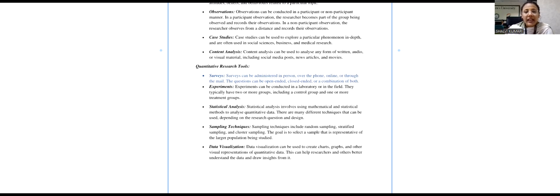Case studies can be used to explore a particular phenomenon in depth and are often used in social sciences, business, and medical research. Content analysis can be used to analyze any form of written, audio, or visual material, including social media posts, news articles, and movies. These were a few examples of qualitative research tools. Now I'll be talking about quantitative research tools.